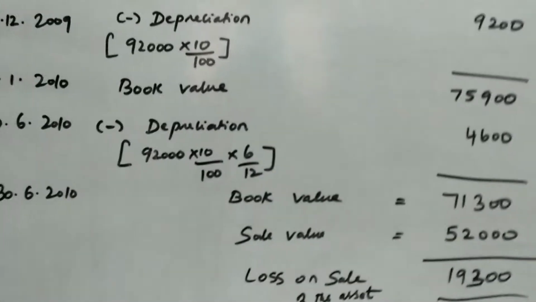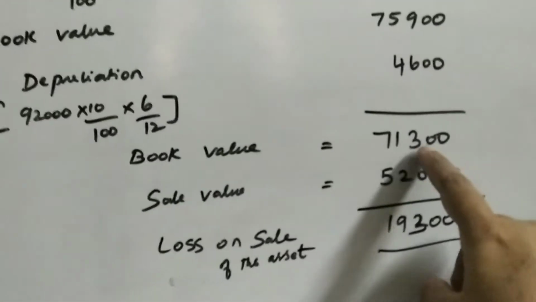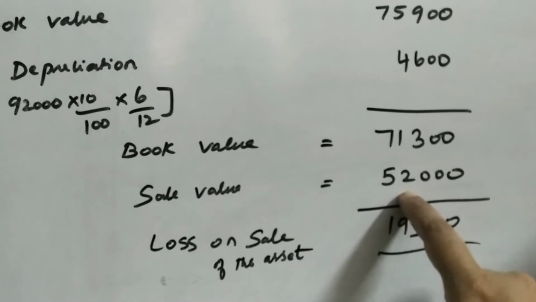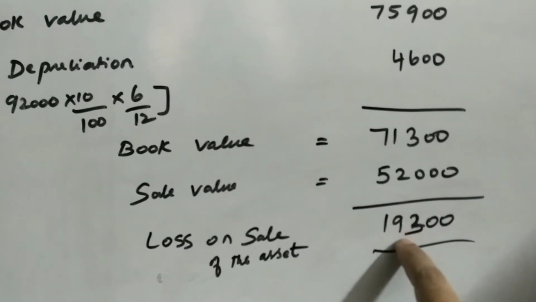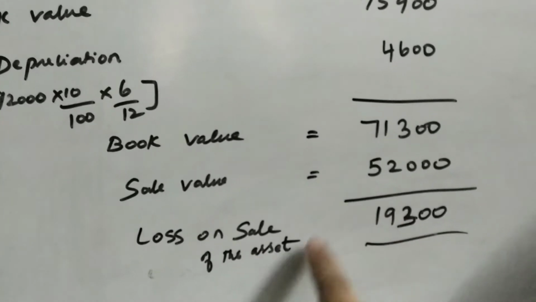So we are going to now compare the book value and the sale value. Book value is more, sale value is less. So we are incurring a loss of 19,300 on the sale of the asset.